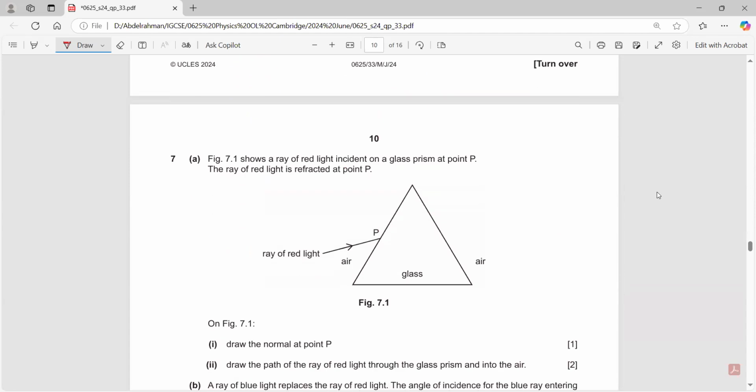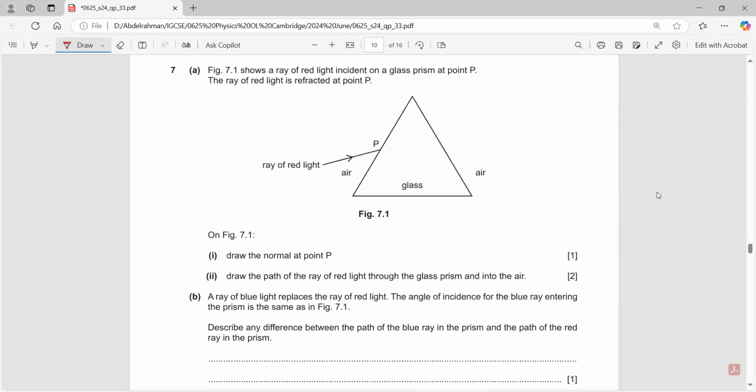Figure 7.1 shows a ray of red light incident at point P. On figure 7.1, draw the normal at point P. Can I draw the normal? Yes, I can draw the normal. Using my ruler, I need to make sure that the normal is 90 degrees. The normal has to be exactly 90 degrees. So I'm drawing a normal at point P.